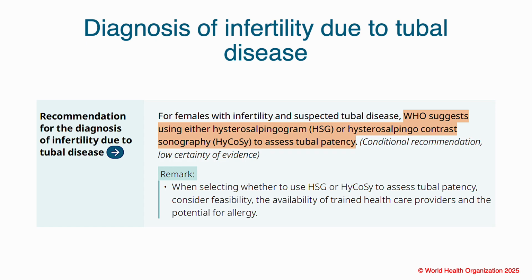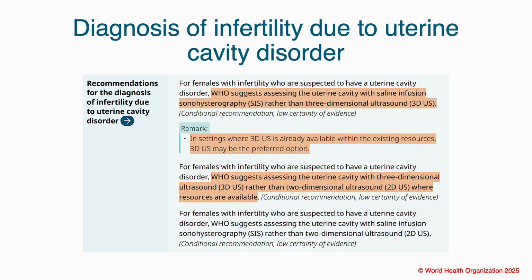Diagnosis of infertility due to tubal disease. Either HSG or HyCoSy, that is the hysterosalpingo-contrast sonography, we can use to diagnose the tubal patency. Diagnosis of infertility due to uterine cavity disorder: SIS rather than 3-dimensional ultrasound, provided 3D ultrasound is not available. But whenever 3D ultrasound is readily available, that is the most preferred option for diagnosis of uterine cavity disorder.